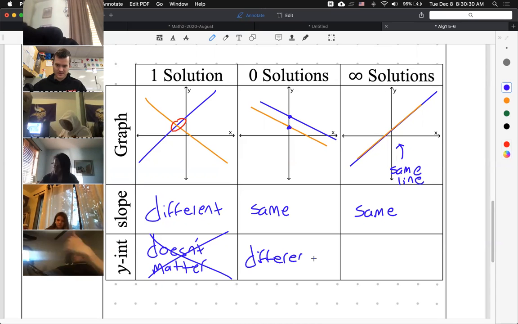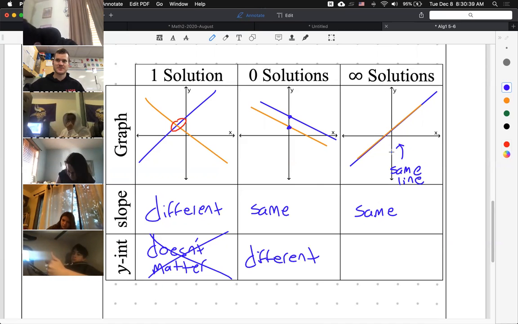Thumbs down. And finally, to end off our notes, if it's the same line, this y-intercept and this y-intercept, is that the same y-intercept or different y-intercepts? Thumbs up, thumbs down. Yes, you guys all got it. It's the same. They should all be the same for this one. It is literally the same line.